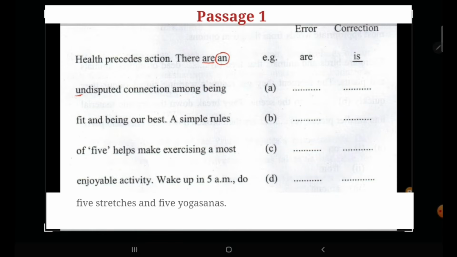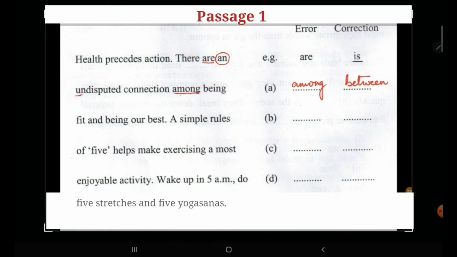Let's read ahead. Undisputed connection among being fit and being our best. Now this word "among" is usually used when we are talking about more than two things. But here it is only two things that are being talked about, being fit and being our best. So instead of "among", we will use "between". That's the correct preposition to use.